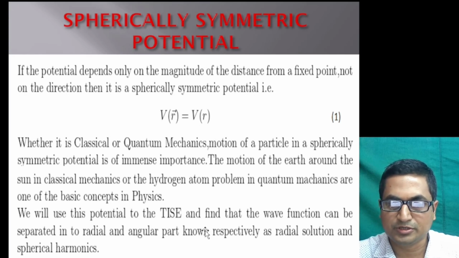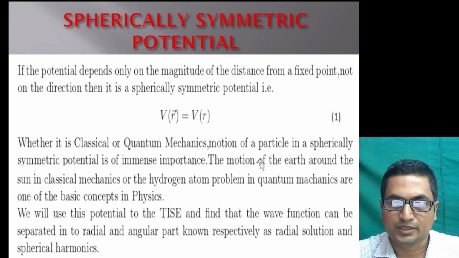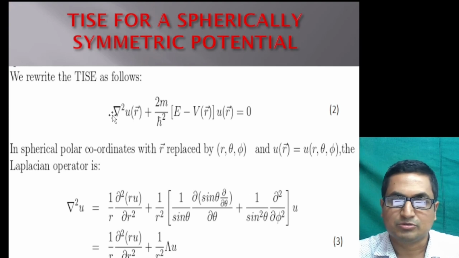Now we'll apply this potential to the time-independent Schrödinger equation, and we'll find that the wave function can be separated into radial and angular parts using the spherical polar coordinate system, and we'll see how the three-dimensional system becomes a one-dimensional problem. So let's proceed to the next one. So this is the TISE. Usually we write it for a three-dimensional case where nabla squared is there, and then this is the potential.